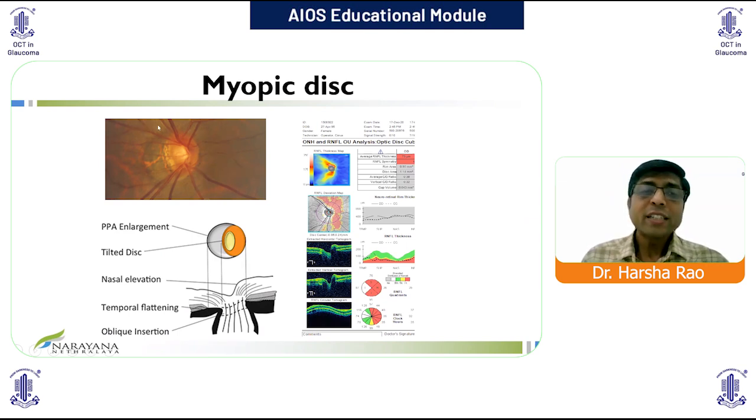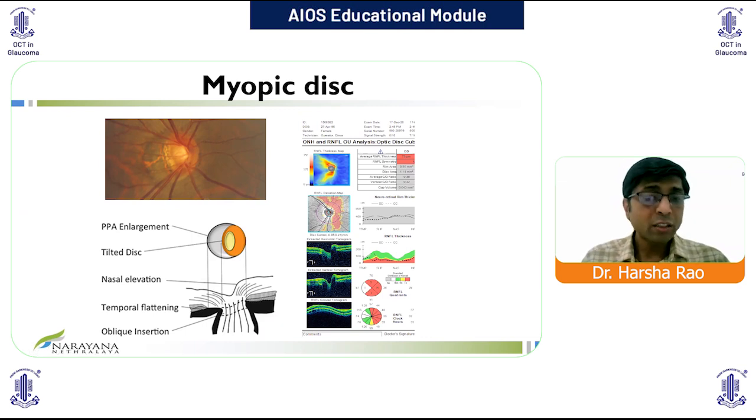So a myopic disc leads to a lot of anatomical changes compared to a normal disc. Like there's enlargement of the peripapillary atrophic region. There is a tilt to the disc. The nasal margin is elevated. The temporal margin goes down or is flattened. And the RNFL bundles insert into the disc in a more oblique fashion. So all these can cause problems with the OCT interpretation.